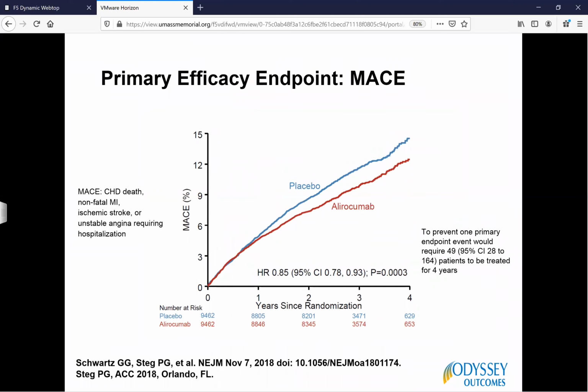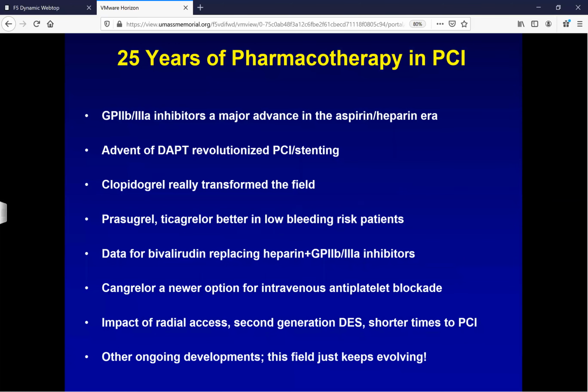All right, so there are newer agents that have come up, like elinogrel, that has shown to help these patients as well. Anyway, I'll talk about bivalirudin and GP2B3A inhibitors in a different talk, so that's why I stopped here.